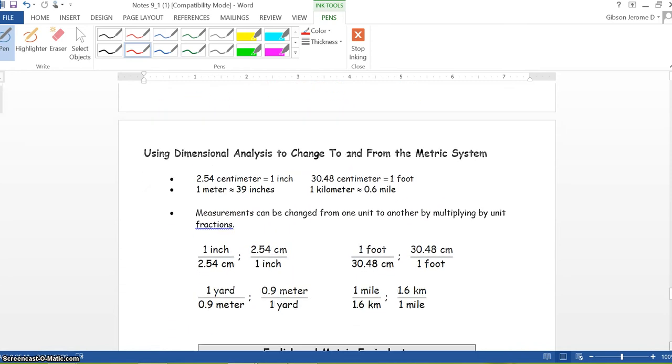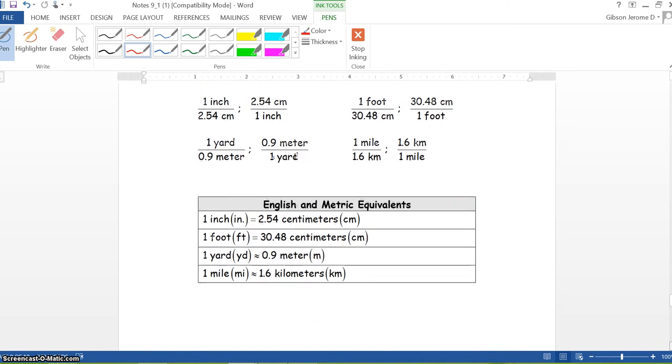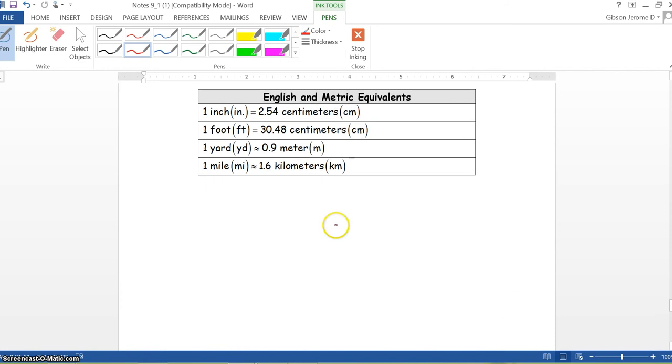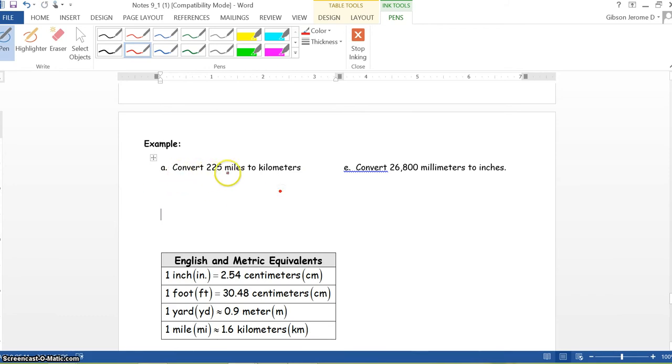Now we scroll on. It says use dimensional analysis to change to and from the metric system. Now we're given these measurements here, and we know when we divide it by itself, that equals 1, which is shown down here. And then now we have the English and metric equivalents, which we have here in this chart. And now we need to move on to our example. So now we come down here to our examples. Now, it says convert 225 miles to kilometers.